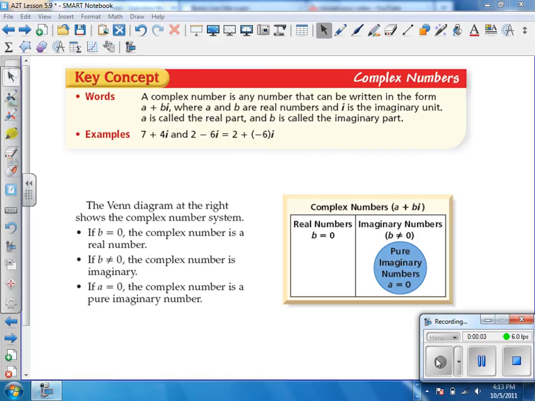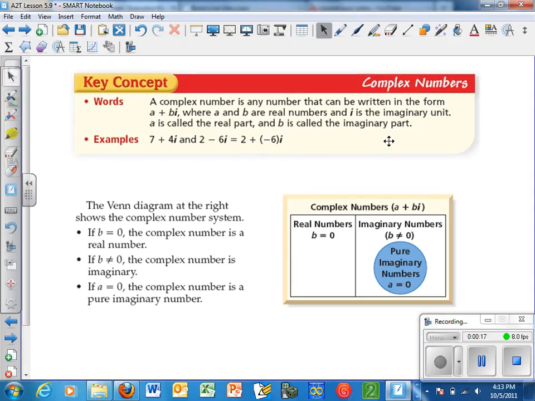Okay, continuing on here in lesson 5.9. We're going to define a complex number. We've been working with the imaginary unit, imaginary numbers, but a complex number is any number that can be written in the form a plus bi, where a and b are real numbers and i is the imaginary unit.